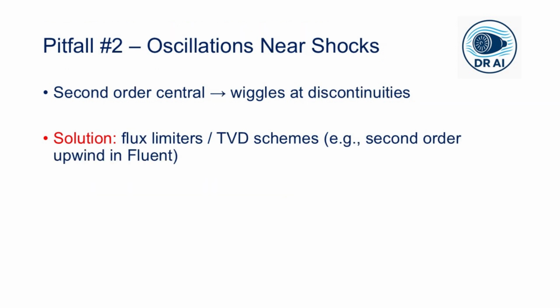If you have a shock wave, a discontinuous jump in pressure and velocity, a second order central scheme will produce wiggles, overshoots, and undershoots because the Taylor series assumption of smoothness breaks down there. As a solution, use flux limiters or TVD schemes, total variation diminishing schemes. These automatically switch to first order upwind near the discontinuities and second order elsewhere. In Fluent, this is the second order upwind scheme option. It is not pure central but a limited version.